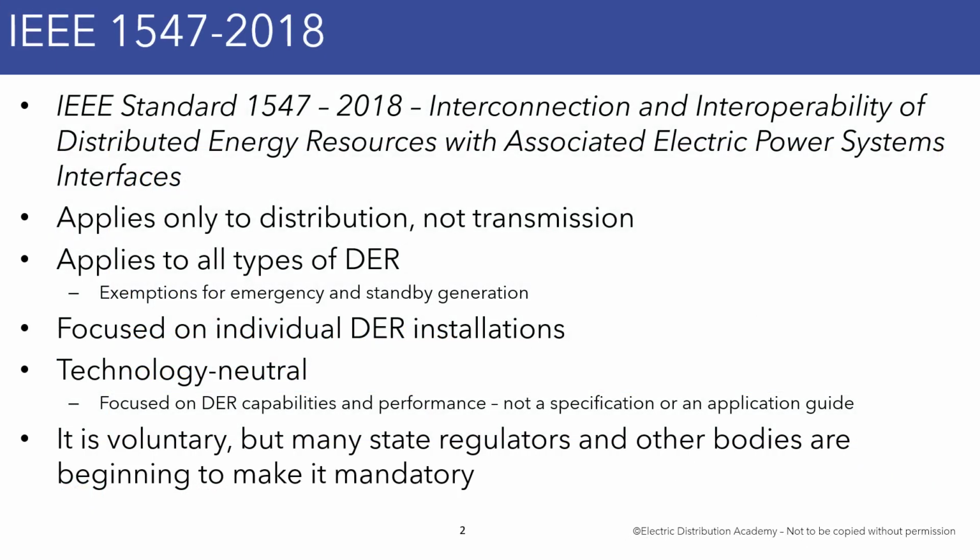IEEE stands for the Institute of Electrical and Electronics Engineers, and it develops and maintains hundreds of standards, including many that are followed by electric utilities. Now, Standard 1547 was initially developed in 2003, and it was updated in 2018 because of the large number of DER, including solar PV, that are now interconnecting to the electric grid. 1547 only applies to distribution and not transmission.